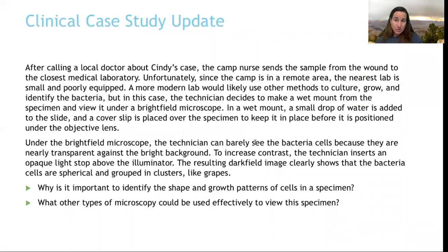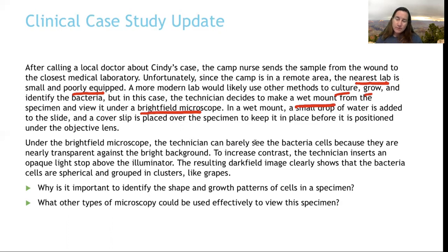Okay, so Cindy was the camp counselor with the scraped up knee and the infection that didn't seem to go away. So remember, the counselor sent it out. She wants to send it to somebody else and have them culture it, see what's going on. So she sent it to the nearest lab facility, and they're out at a camp in a remote rural area. The lab that she sent it to was poorly equipped, and it did not culture and grow this stuff. In this place, they just took the sample that was sent in from Cindy, and they just stuck it on there and made a wet mount and looked at it under a bright field microscope.